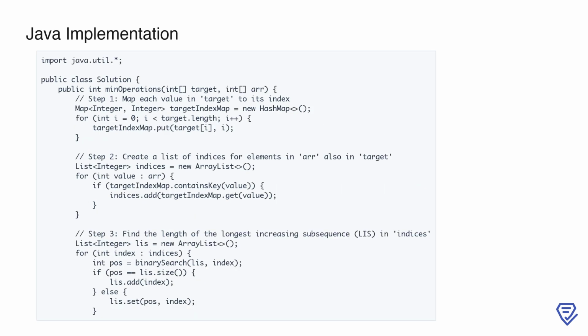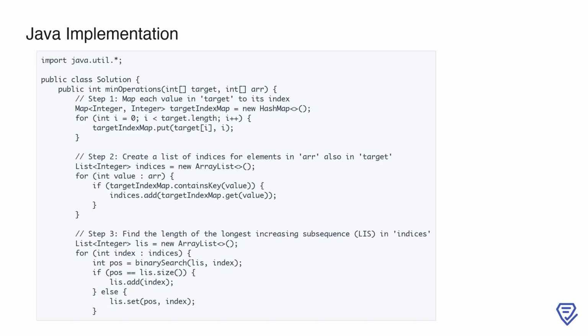Here, we begin by mapping each value in the target array to its corresponding index using a hash map. This helps us quickly look up the position of any value in target. Next, we iterate through the ARR array and check if each value exists in the target. If it does, we retrieve its index from the map and add it to a list called indices. This list now represents the sequence of indices in target that correspond to the elements of ARR.